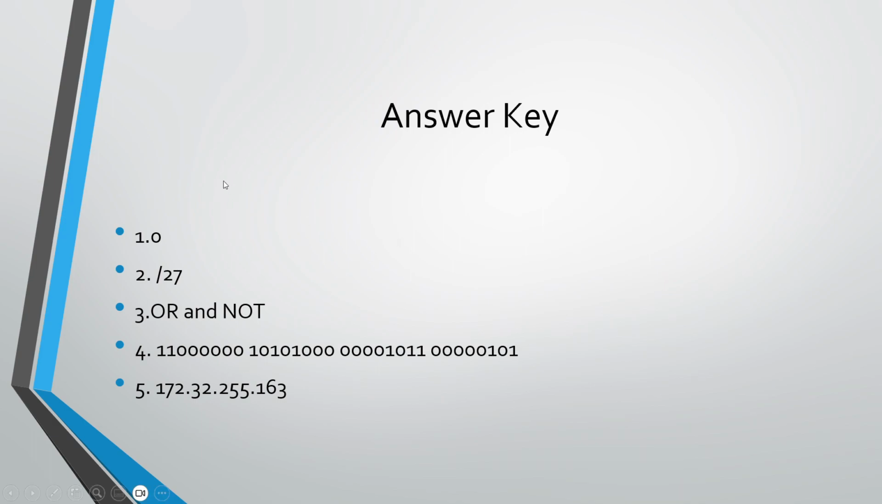And then we have the answer key. The answer to question number 1 was 0. Number 2 was /27. Number 3 was OR and NOT. And then for number 4 we had 1, 1, and then 6 zeros, followed by 1, 0, 1, 0, 1 followed by 3 zeros, then 4 zeros, 1, 0, 1, 1, and then 5 zeros, and then 1, 0, 1. And then for number 5, the binary address is converted into 172.32.255.163.